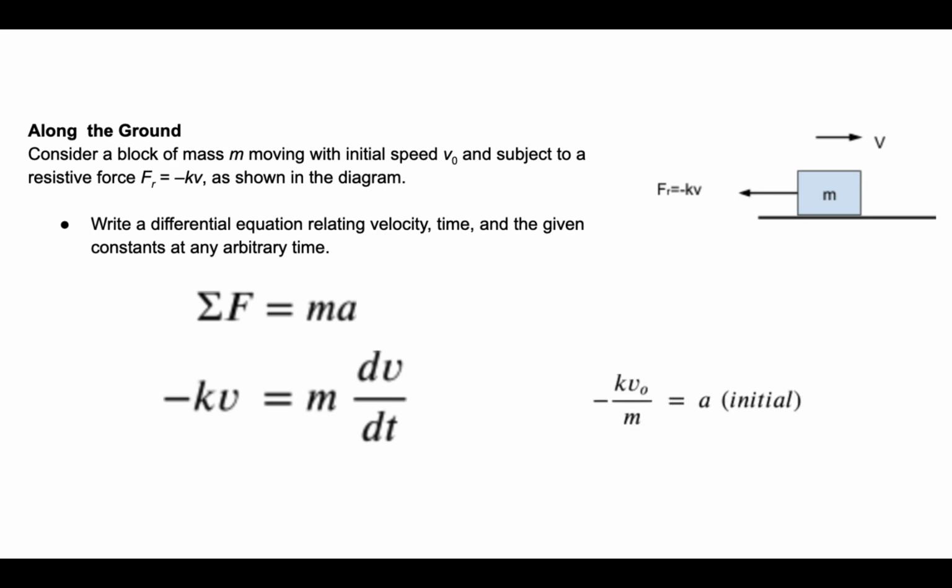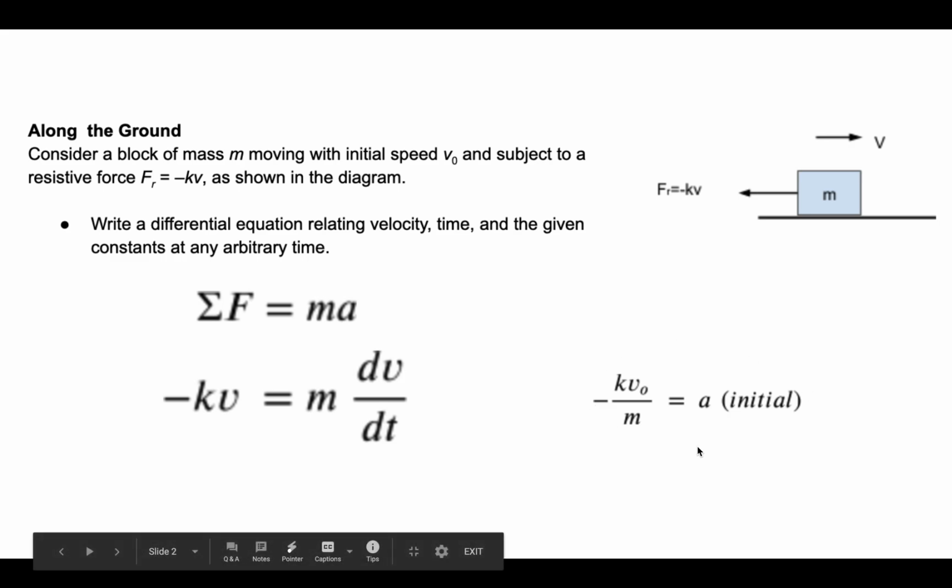Just a little bit of a side note: if we look at the value of the acceleration before it even begins to experience the resistive force, so if I just substitute in my initial velocity v naught, I know that this is the maximum value of my acceleration, and it's going to be decreasing as time goes on. So just keep that in mind, because we're going to be doing some graphs at the end of this.